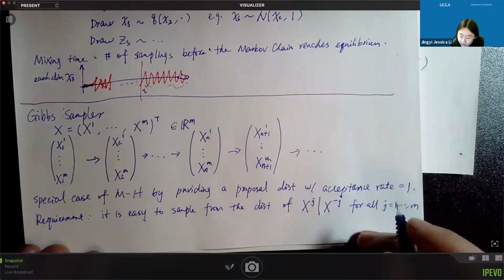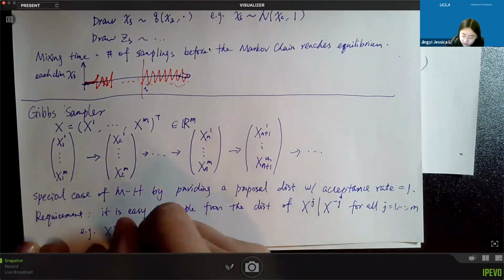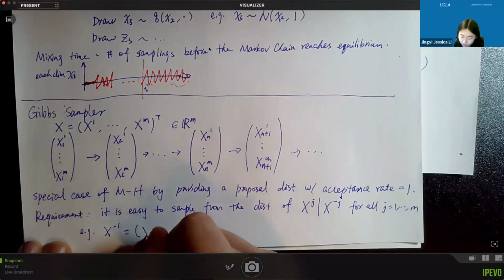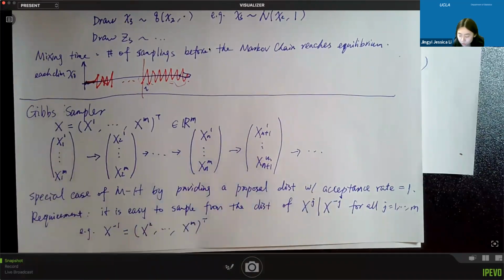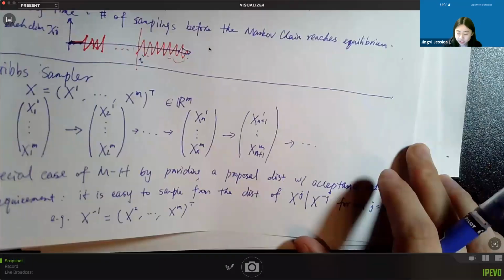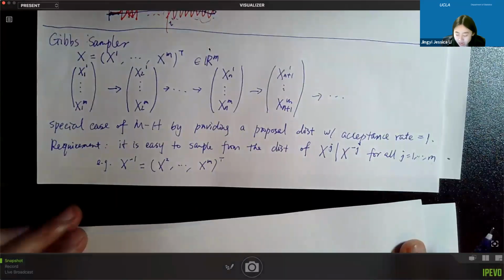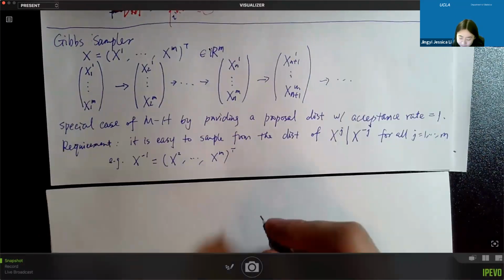So for example, x minus 1 means the dimensions starting from x2 to xm. Okay, this is what I mean by x minus 1. And x minus 2 means x1, x3 to xm. So I leave out the dimension I want to sample from. So we will see a concrete example very soon about how Gibbs Sampler exactly works. So with this, we will just continuously do this sampling from the conditional distribution for every dimension.